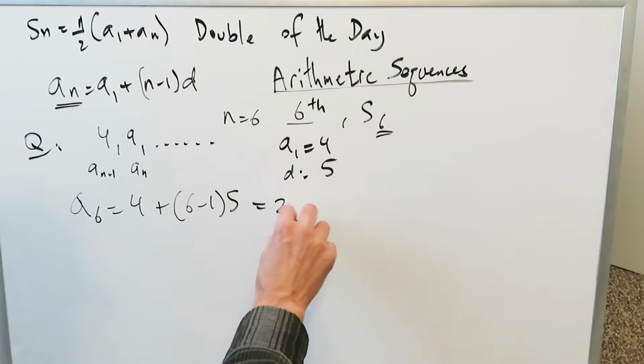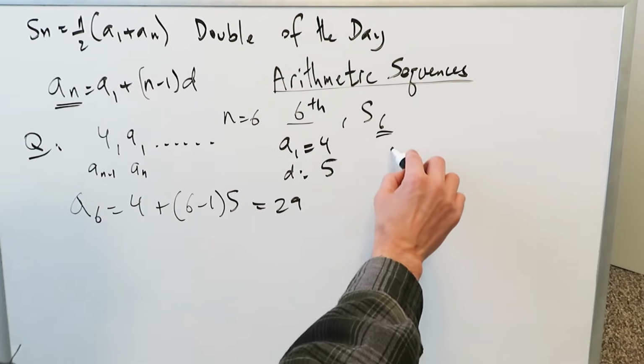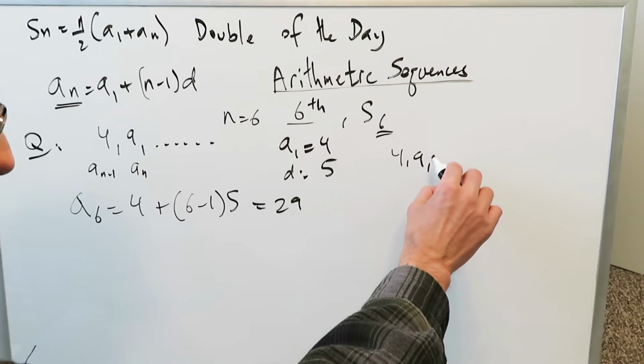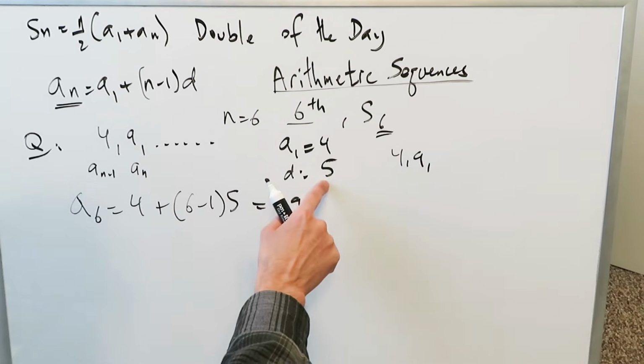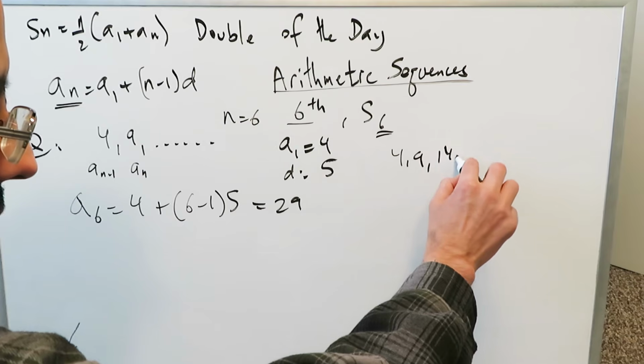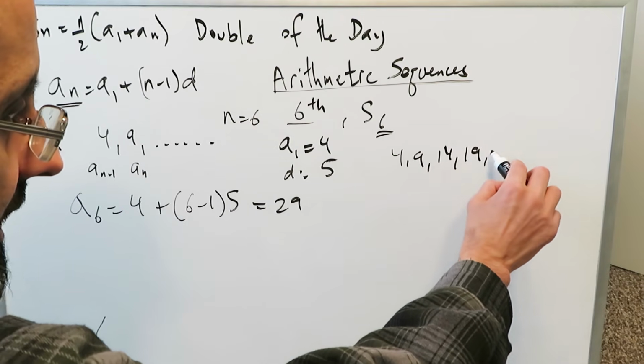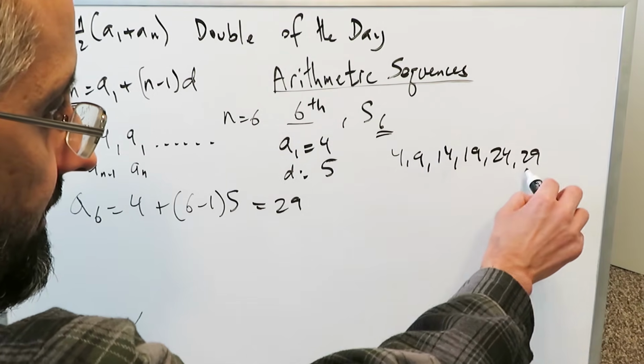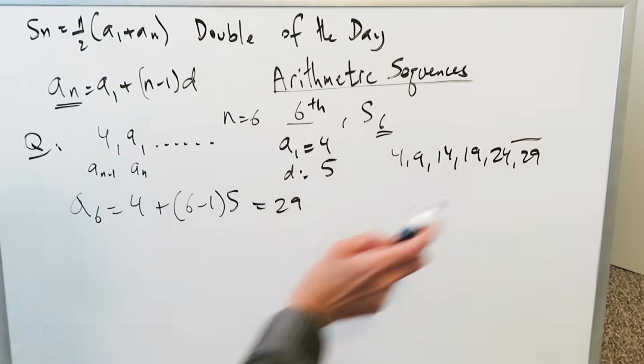The sixth term is 29, and it will indeed prove to be true because you have 4, then 9, then 5 units after that, because each differs by 5. You'll have 14, then 19, then 24 and then 29, and there it is: 1, 2, 3, 4, 5, 6. The sixth term is 29.